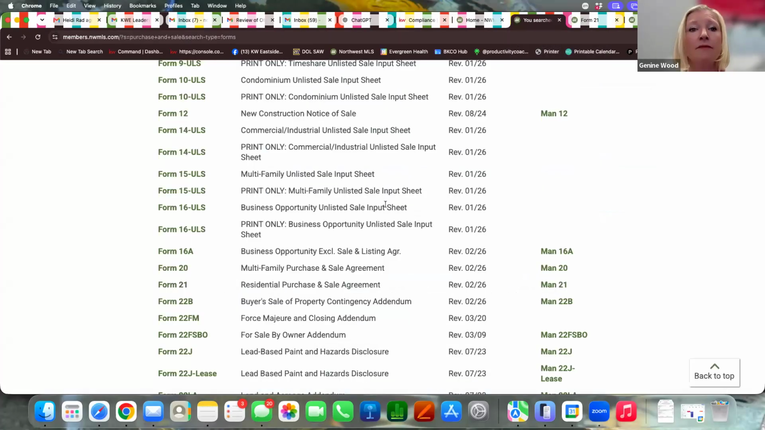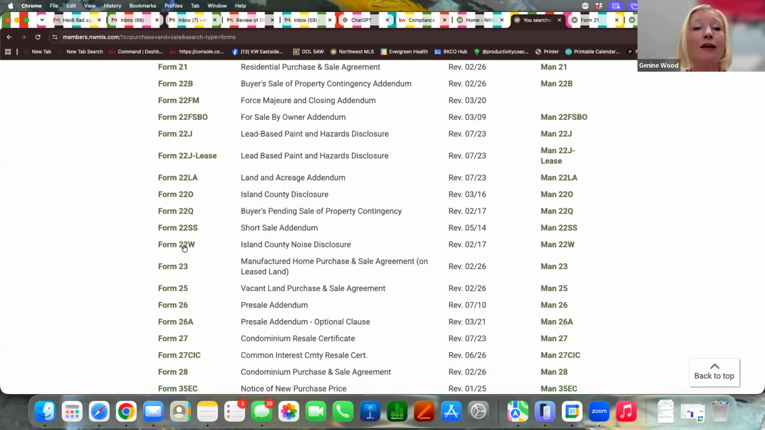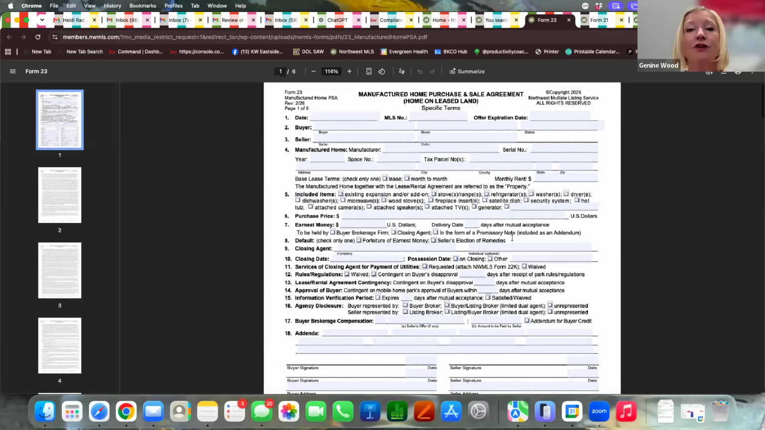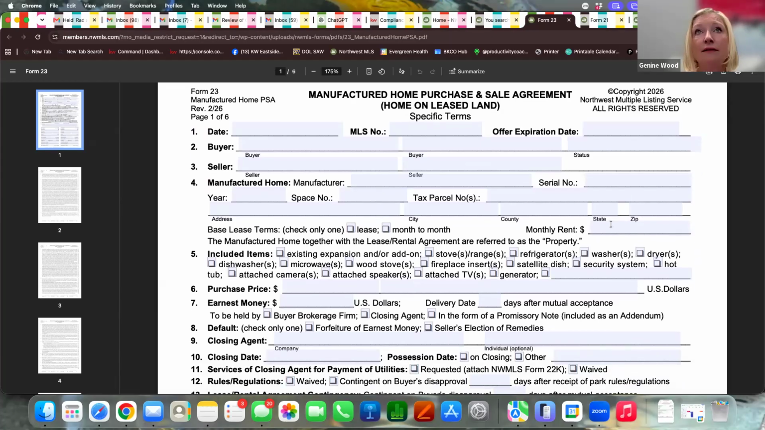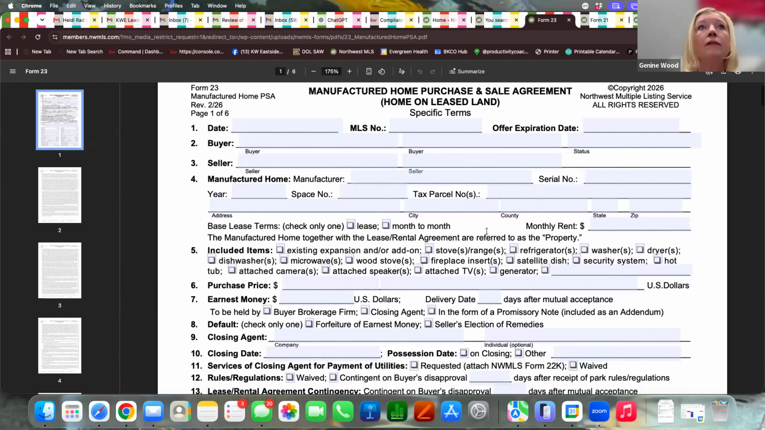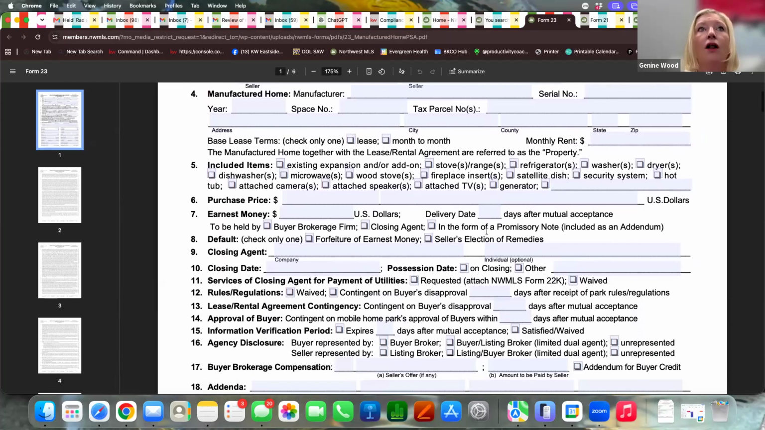So 21 again is very similar. If we get to 23, it's a good one: manufactured home on leased land. So this means we are in a mobile home park. What's going to be different here will be some manufactured home information. Hopefully this has been disclosed by the listing broker. Month-to-month rent, and what does it include, right? Included items are still going to be your appliances, purchase price still the same, earnest money, all of that.